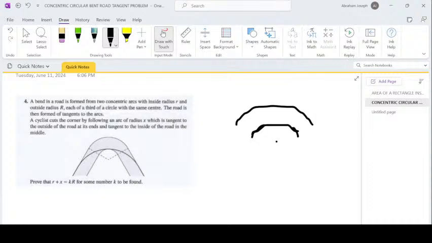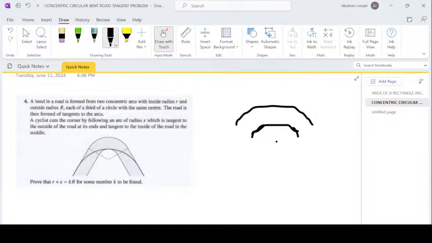Now, these two arcs are each a third of a circle with the same center. When an arc is a third of a circle, it means the ratio of the length of the arc to the circumference of the circle is 1/3. That is only possible when the angle subtended is 120 degrees. So the smaller arc and the bigger arc each subtend an angle of 120 degrees.